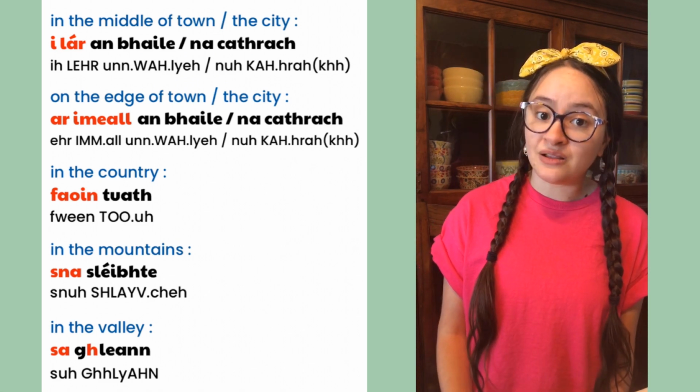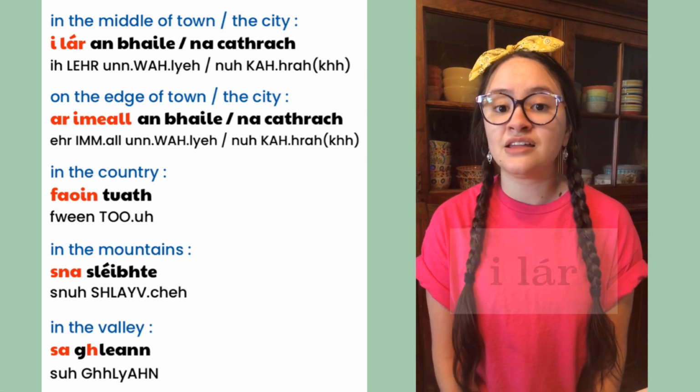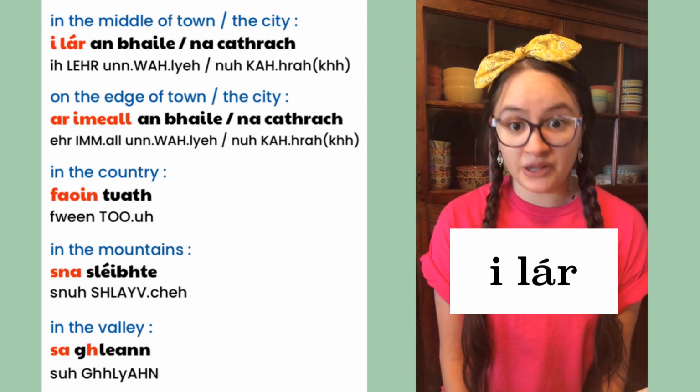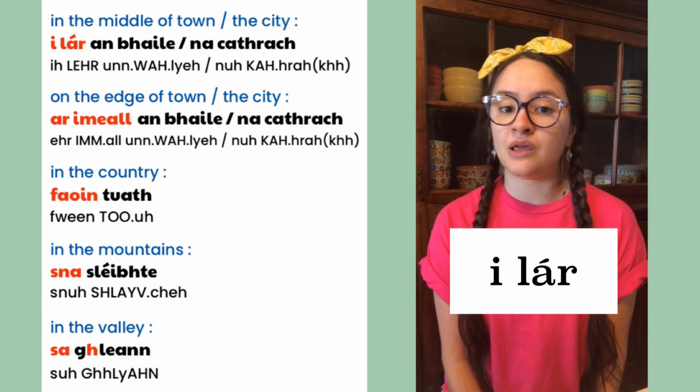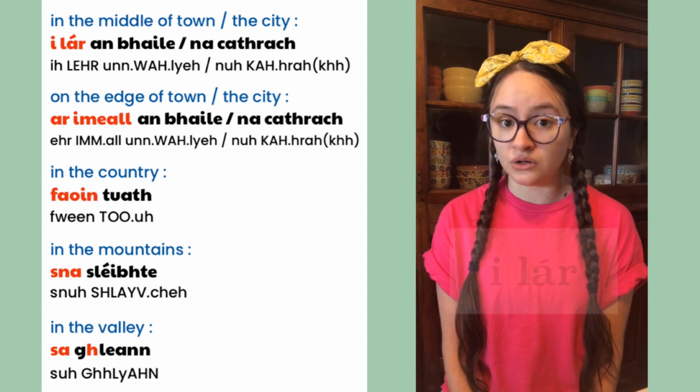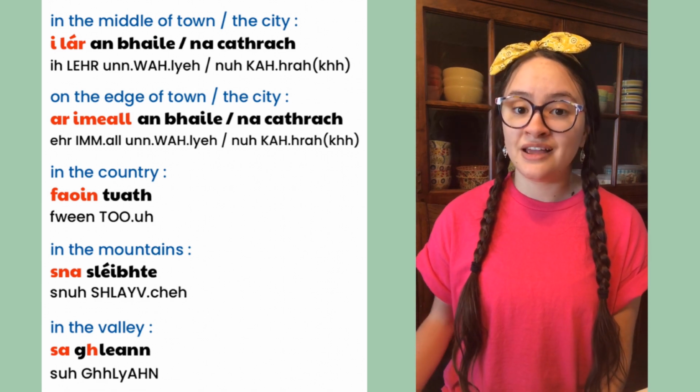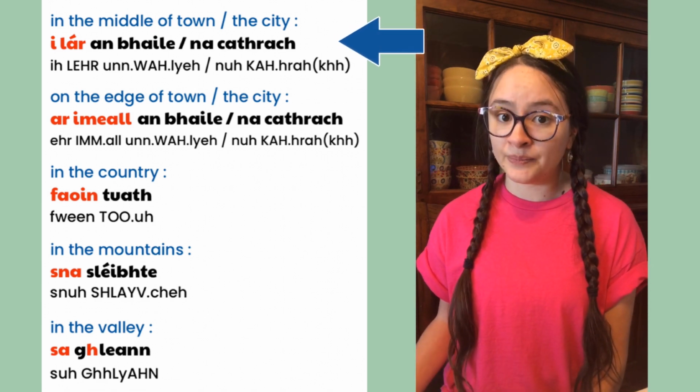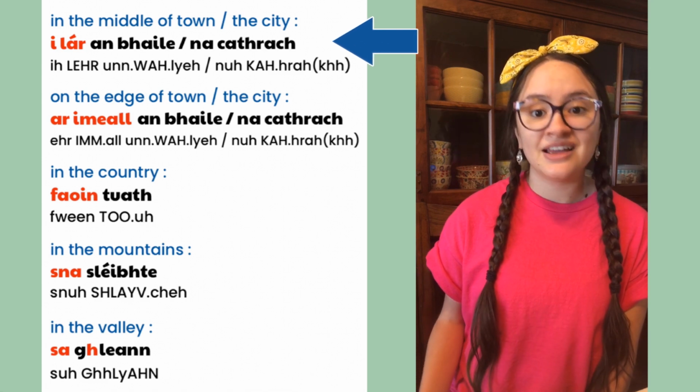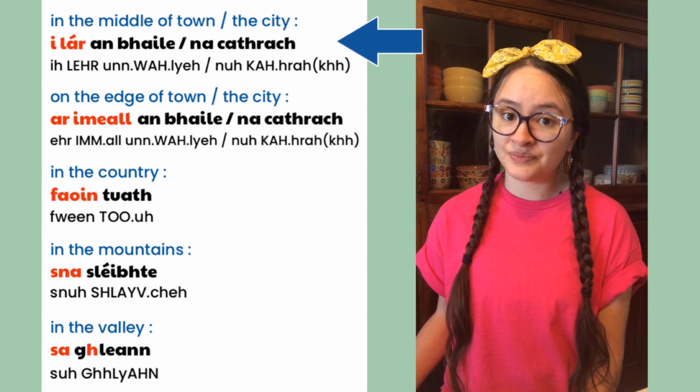So in the middle is Ilar. That's the Ulster pronunciation. In Connacht and Munster, it'd be Ilar. In the middle of the town, Ilar an Walya. In the middle of the city, Ilar na Carrach.